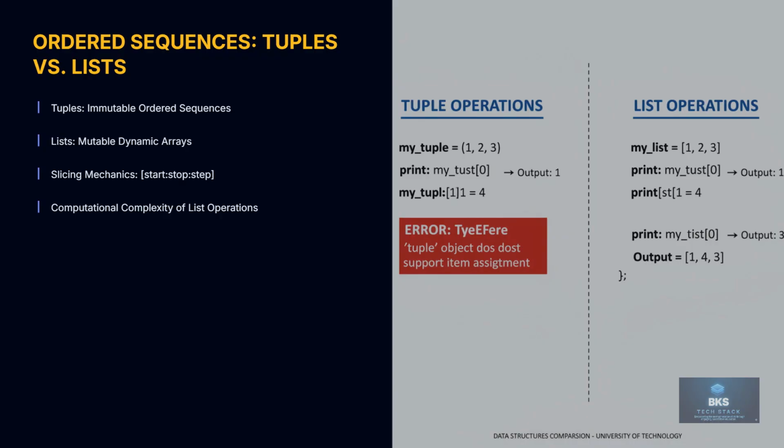The syntax list 1 to 4 retrieves elements from index 1 up to, but not including, index 4. This is a shallow copy operation. Understanding that the stop index is exclusive is a common point of friction for beginners, but aligns with zero-based indexing logic used across most modern systems. Use tuples for data integrity and lists for dynamic data collection.